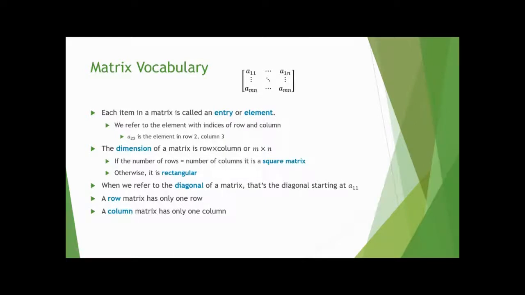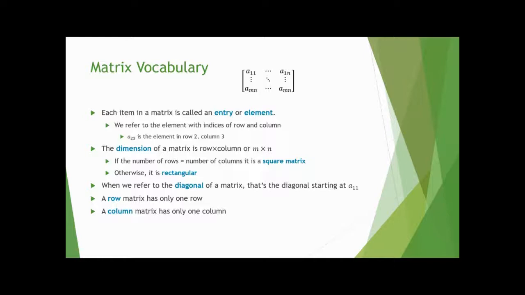Now some additional matrix vocabulary. Your matrix has lots of entries. Each number in the matrix is an entry, also called an element. You always refer to its position based on the row and column it's in, and it's always row first and then column. So A with the subscript 2, 3 means the number in row 2, column 3. That's how we identify the locations of the numbers. In programming, that's essentially how you identify it as well. If you have a 2D array, you always do row and then column.